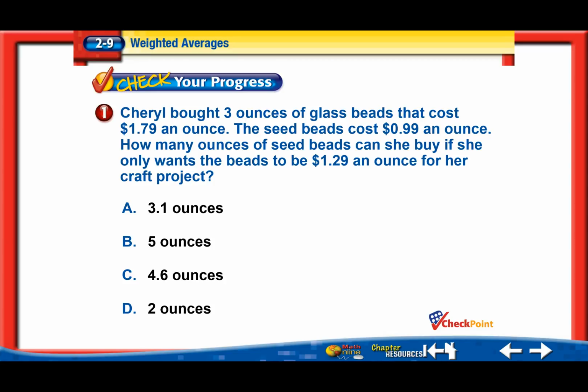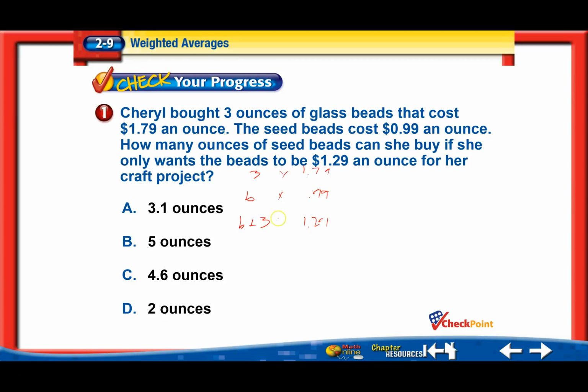Okay, so we would need 3 ounces of glass beads, cost this much an ounce, and seed beans, so glass seed, cost 99 cents. How much of those would we need to have that? So we know that we have 3 ounces of one. We don't know the other one, so let's call that B for beads. Why not? Beads, and then we want it to be B plus 3. So this one we have 179. This one we don't know, or this one costs 99. And this one we want it to cost 129.